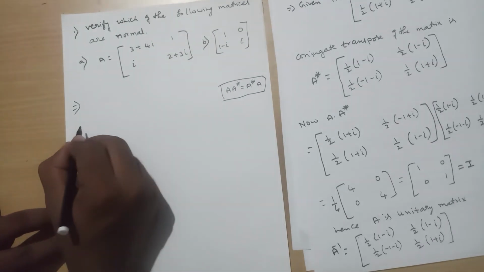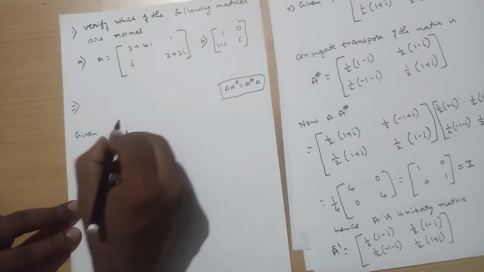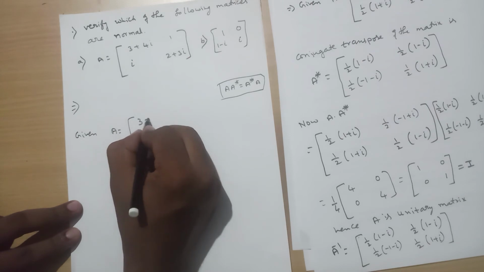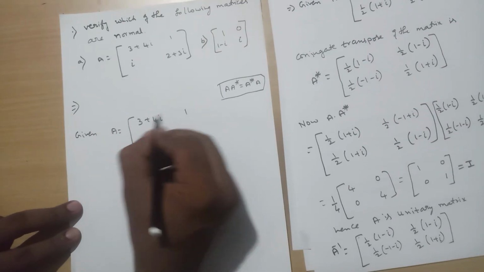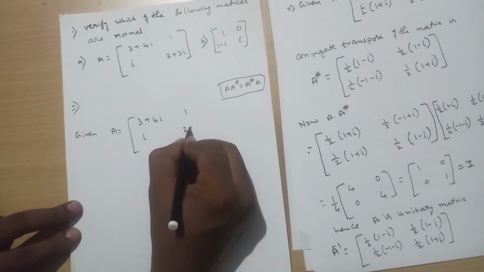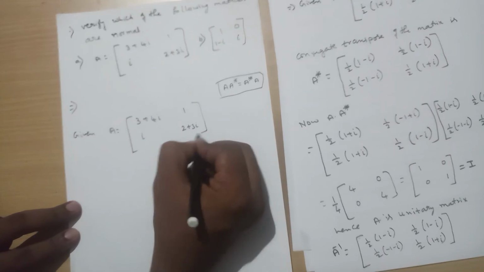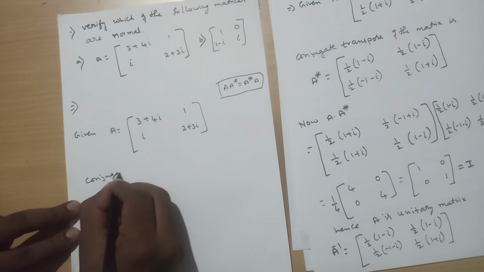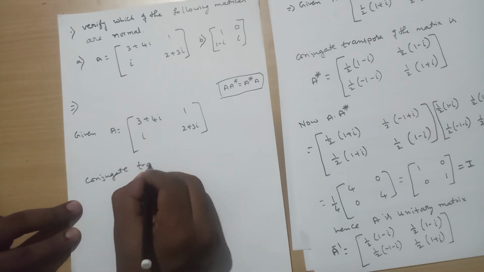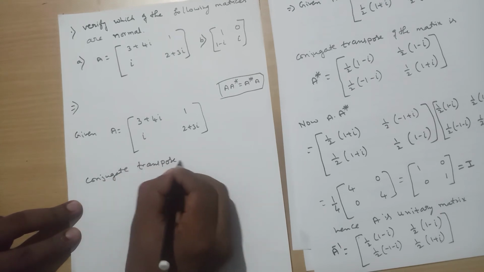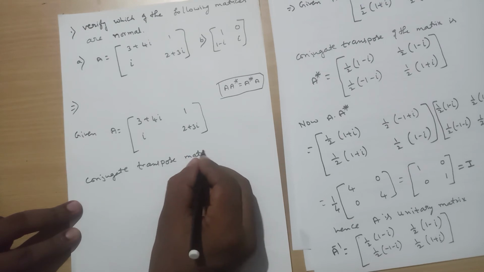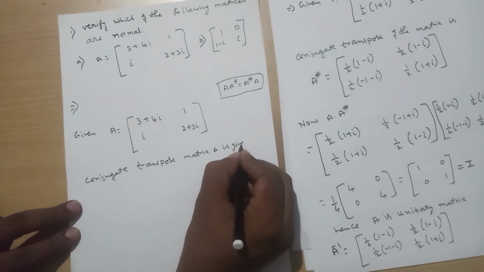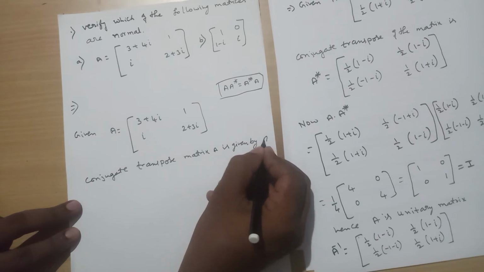So here given A equals, so what is A matrix? 3 plus 4i, 1, i, 2 plus 3i. Now you have to find out A star. So the conjugate transpose matrix of A is given by A star.